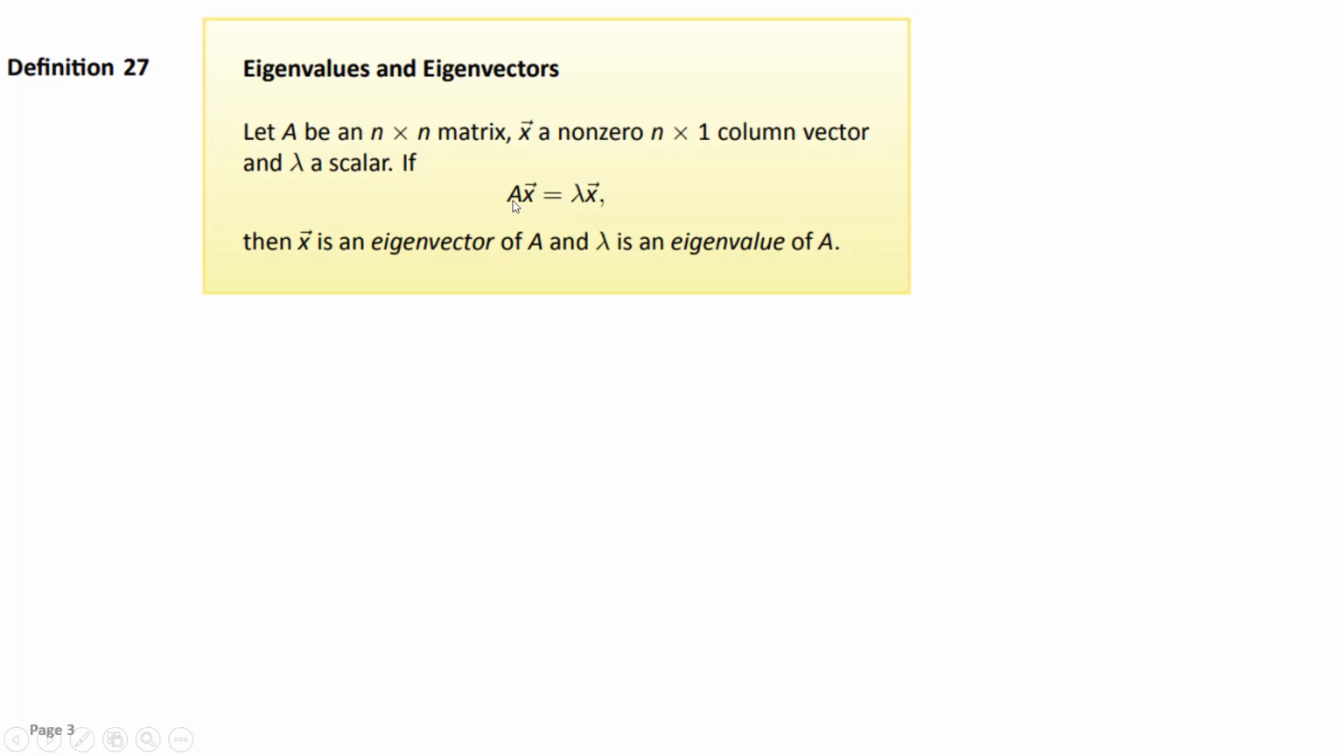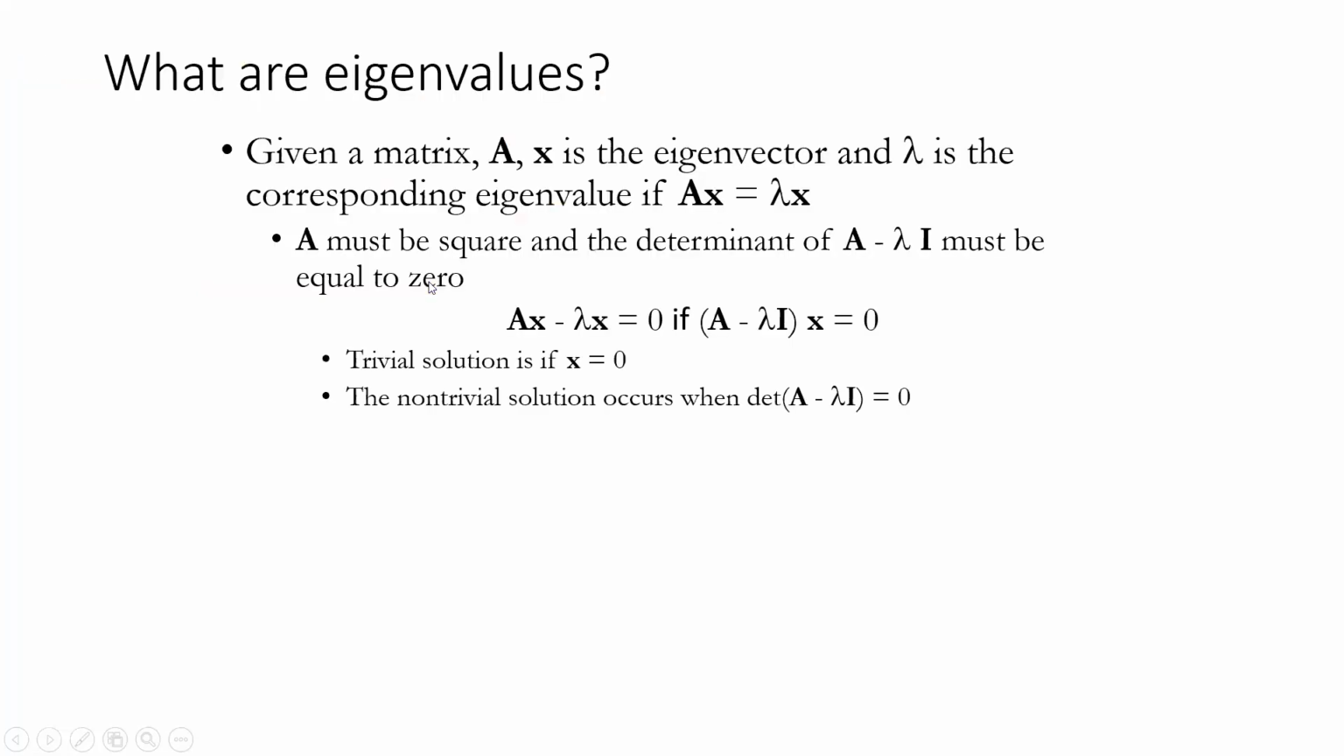We are multiplying a matrix with a vector, and a scalar with a vector. Whenever these two are equal, we can say that lambda is an eigenvalue and x bar is an eigenvector. Given a matrix A, x is an eigenvector and lambda is the corresponding eigenvalue if Ax is equal to lambda x. A must be square and the determinant of A minus lambda I must be equal to 0.